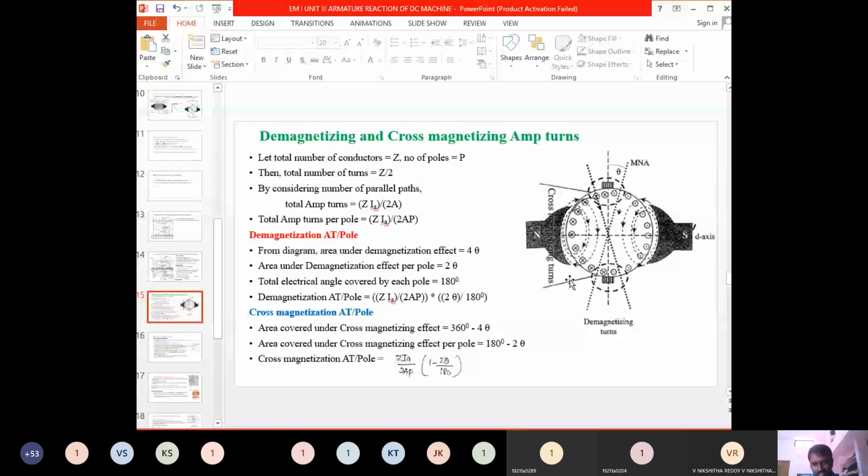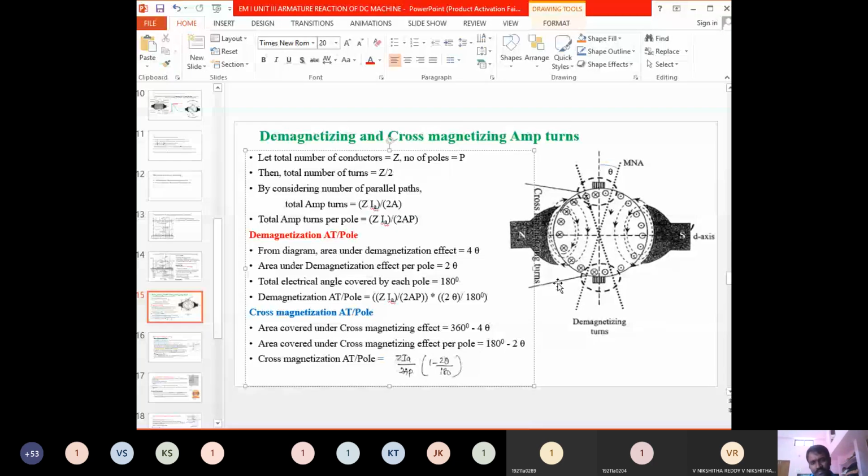Now you can observe the cursor. I'm considering this portion of the conductors here. The dotted line represents the MN axis towards the generator side, and the corresponding opposite dotted line represents the MN axis in the direction of the generator. It's like an X symbol.